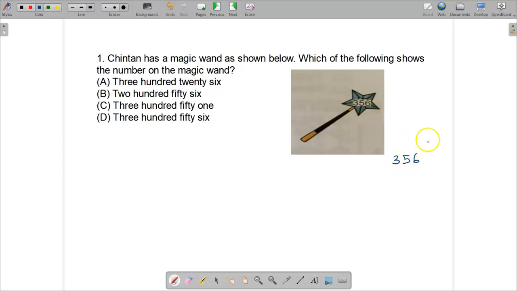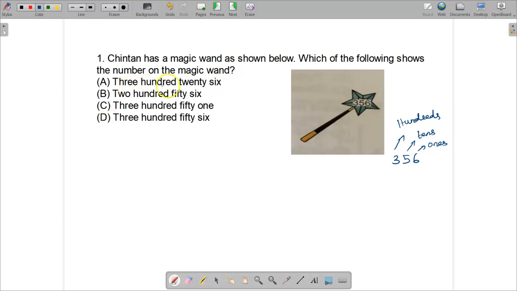So it is 356. Why? Because the least digit is in the 1's position, then the 10's position, and then the number 3 is in the 100's position, right? So the number is nothing but 356. So check which option is correct.